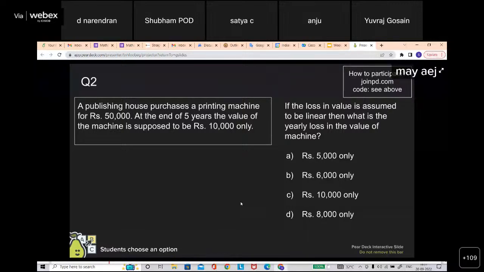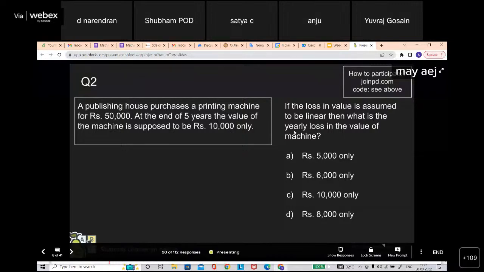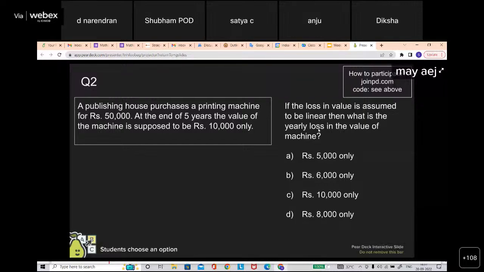Here you can see what the yearly loss is. The loss is the same each year, so it is a kind of rate, like a gradient, the slope. So it is asking for the depreciation.